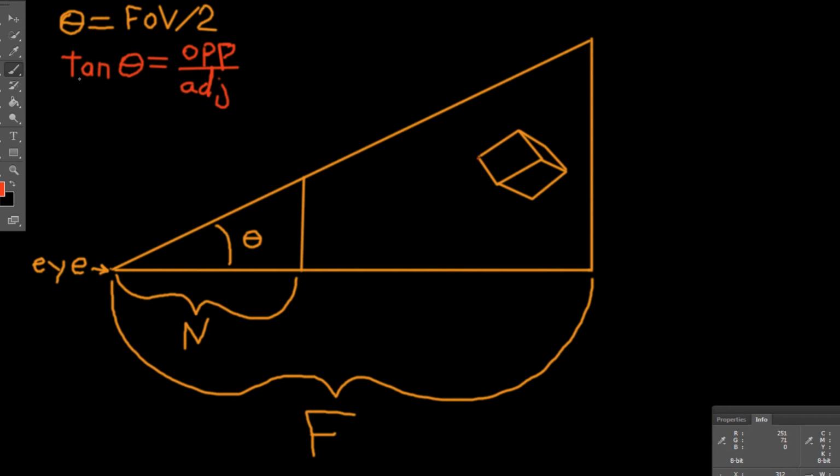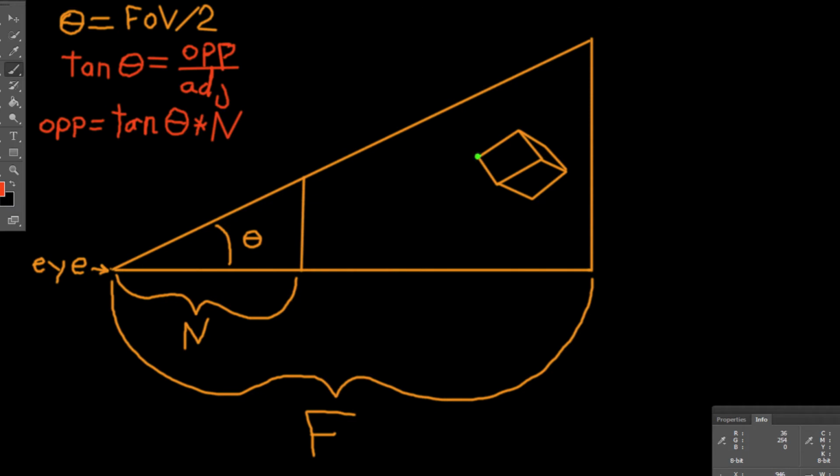As I was saying, we can say that tan of theta is equal to opposite, which is right here, divided by adjacent. In this case, we don't know opposite, so to find that, we can multiply this side and this side by this number here. That will give us opposite is equal to tangent of theta times adjacent. And adjacent in this case is n. So we can write that as opposite is equal to tangent theta times n, the near plane distance.